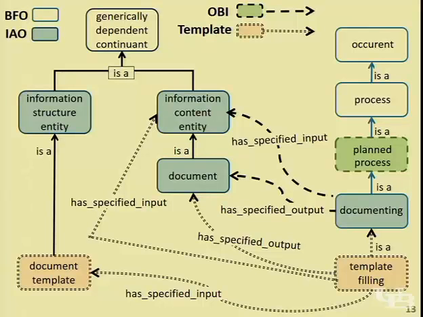So I think that this is right, but then the question is, do we need something like a pure information structure entity? And where would we put your templates? Because your templates now would go under information content entity. And you still then need to distinguish between templates and filled templates, or filled-in templates, or completed templates. So I think there's still some thinking to be done there. Okay, yeah. This is a proposal.